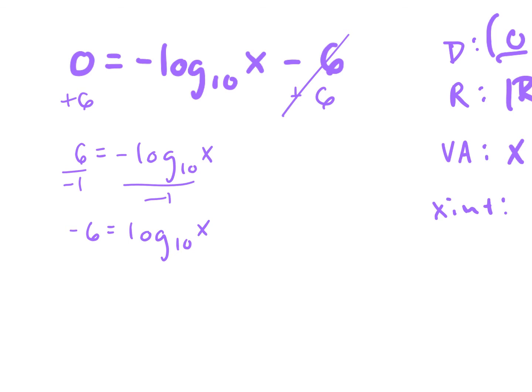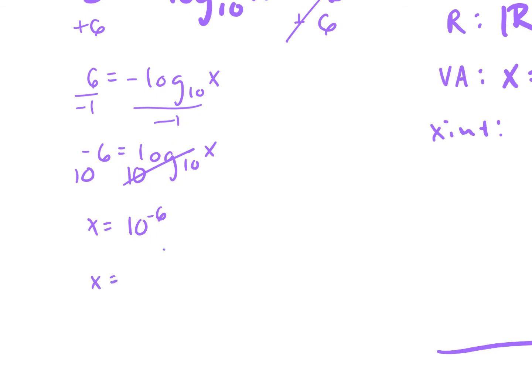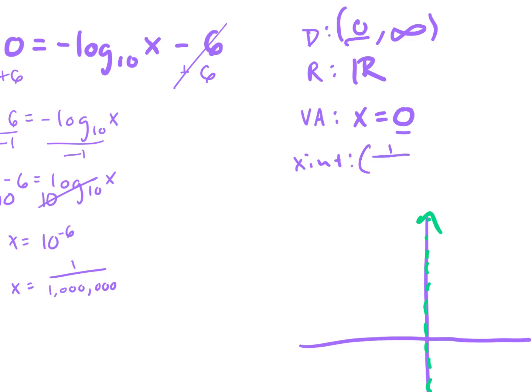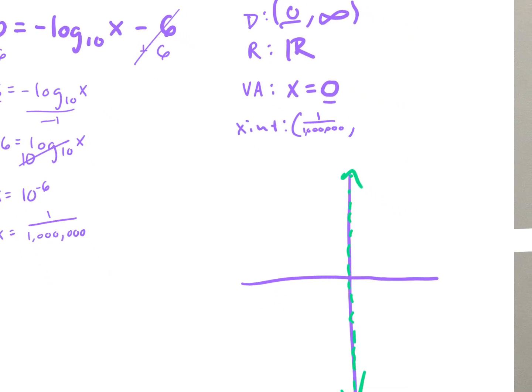How can I get rid of that log base 10? Make my big base 10. So that cancels. So I have x is equal to 10 to the power of negative 6. So it's x is equal to 1 over a million. So it's really, really small. So my x-intercept is 1 over a million. If you know how to put that on your graph, definitely. But that works.